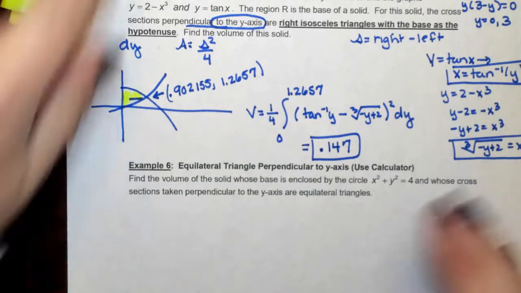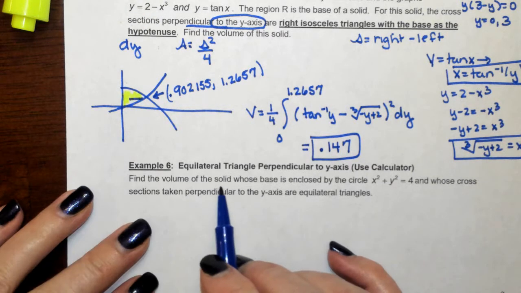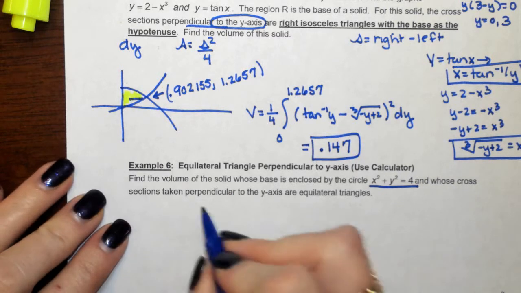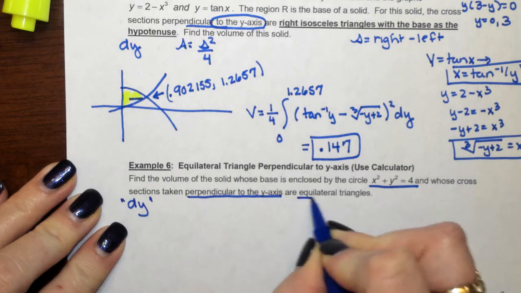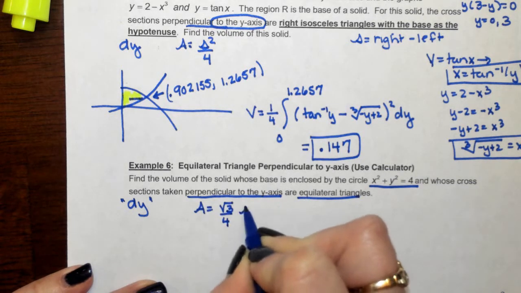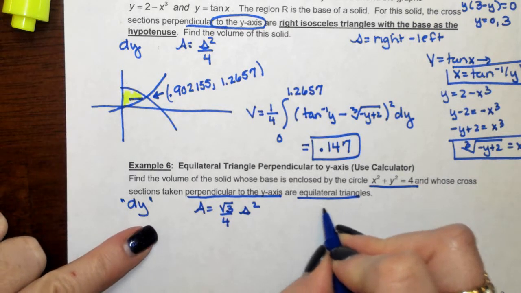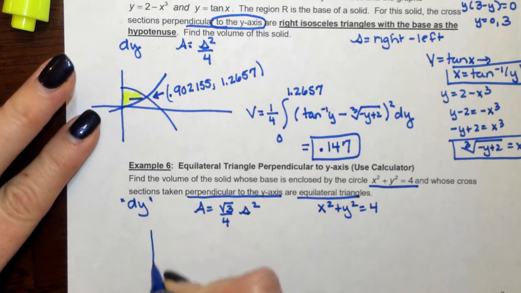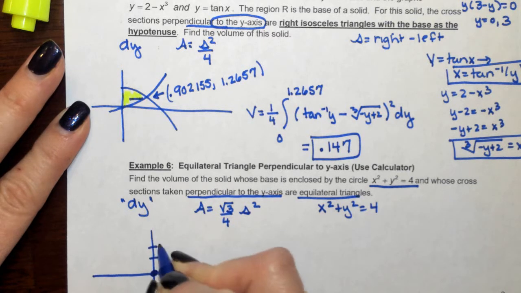The last example is the equilateral triangle perpendicular to the y-axis. We have the volume whose base is enclosed by the circle x squared plus y squared equals 4, whose cross sections are perpendicular to the y-axis. Again, this is going to be a dy. They're equilateral triangles, so remember the area formula for equilateral triangles is square root of 3 over 4 times s squared. The thing you have to be careful about with circles, especially because it's a dy, is that you have to take your equation and graph it. We know that the center is at 0, 0 and the radius is 2.